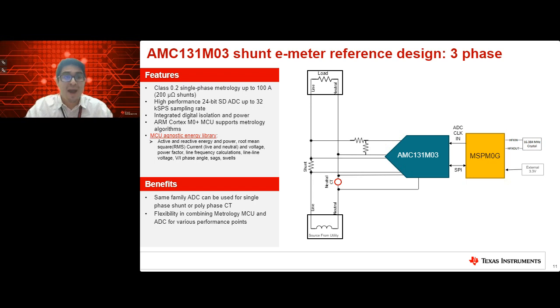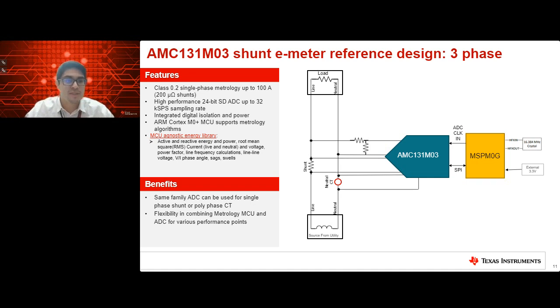to do active and reactive energy and power, the RMS current and voltage, power factor, line frequency calculations. All of this is within our energy library that comes already on our reference designs when you get them from us. And it allows you to evaluate the AMC131 or really any of the precision ADC parts, to be able to put power through it and see that the calculations that are coming out are working and that they're the accuracies that you're looking for.